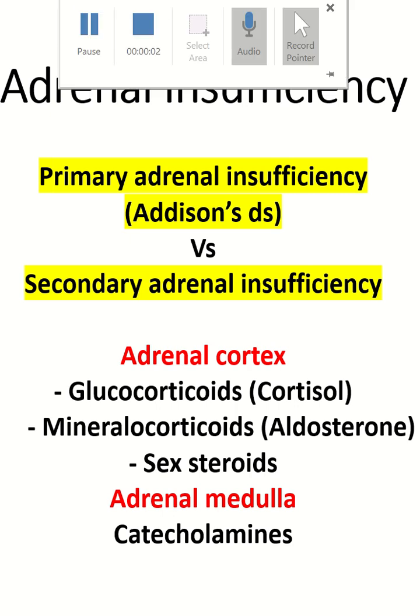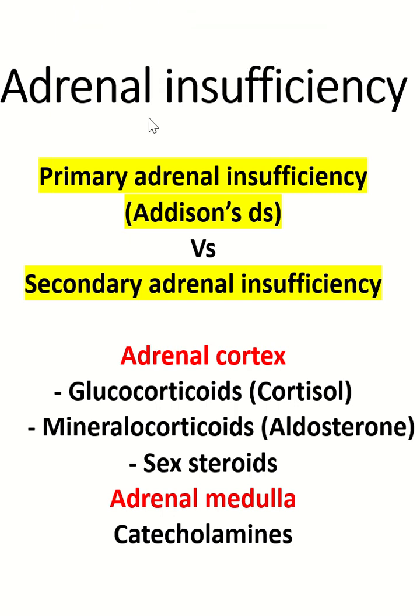In this video, we'll learn about adrenal insufficiency. Adrenal insufficiency means there is insufficient production of adrenal gland hormones. If you recollect properly, the adrenal cortex produces glucocorticoids, mineralocorticoids, and sex steroids. So when I say adrenal insufficiency, mainly we talk about adrenal cortical hormones.